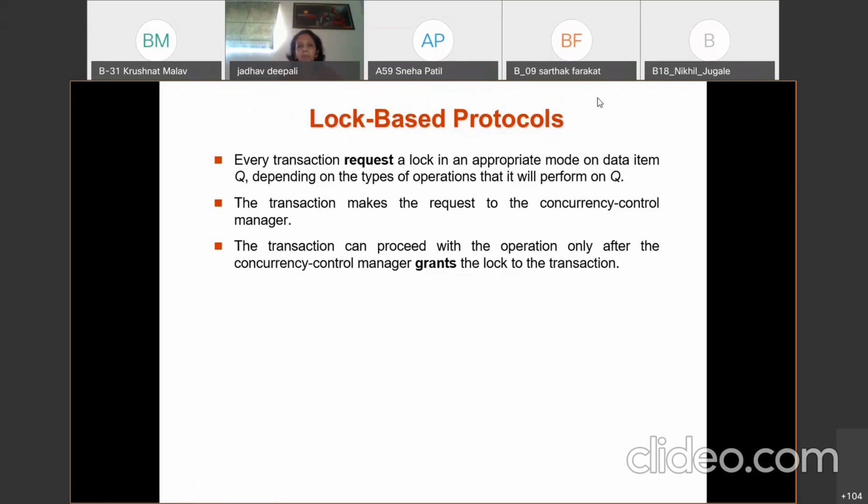For example, suppose transaction T1 requests a lock S on that Q. If no other transaction holds an exclusive lock on data item Q, then the concurrency control manager grants this lock to the transaction. If it is free, directly allow or grant the lock. Have you understood? The transaction can proceed with the operation only after the concurrency control manager grants the lock to the transaction. For that, what the concurrency control manager needs to see is whether that data item is locked by another transaction in an incompatible mode.